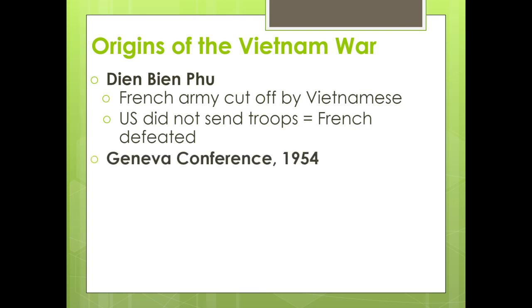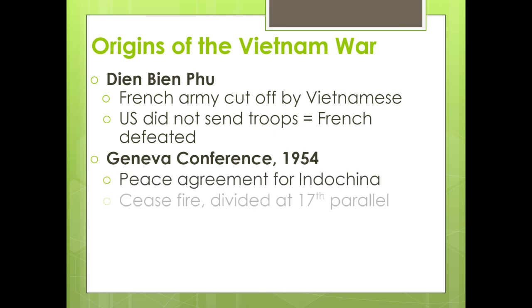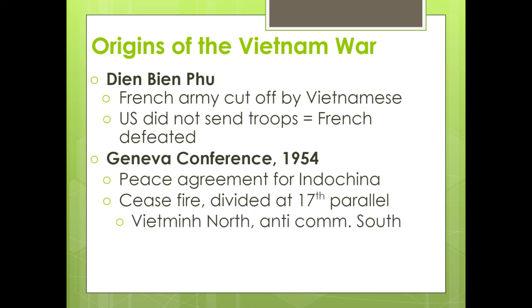At the Geneva Conference in 1954, what happens is it's a peace agreement for Indochina. All the nations of Indochina, those three that I talked about, Laos, Cambodia, Vietnam, they all get their independence. But Vietnam is going to be very interesting because the Viet Minh are going to be given North Vietnam, and a democratic capitalist government is going to be set up at the south, and it's going to be divided at the 17th parallel. And this is very reminiscent of the Korean War, where the North and the South were divided, with the North being the communist government and the South being a capitalist government.